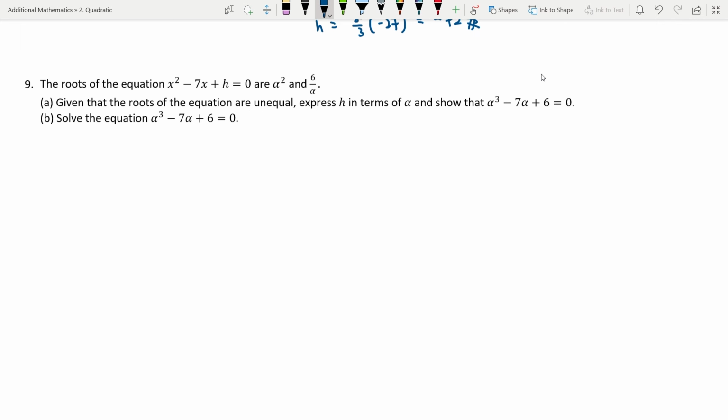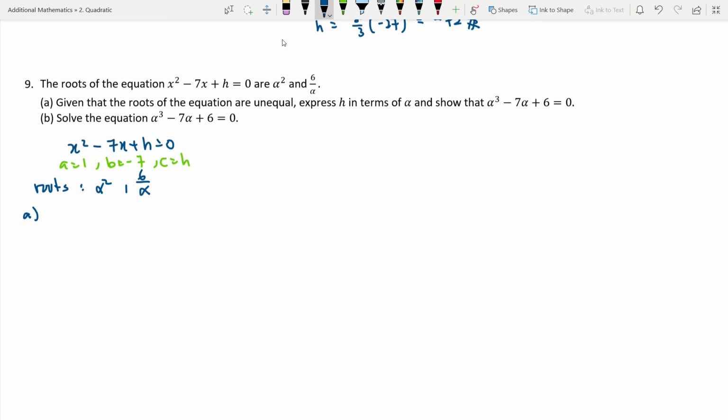Last question, question 9. The roots of the equation x² - 7x + h = 0 are alpha squared and 6 over alpha. Our a is 1, b is negative 7, and c is h. Part a: Given that the roots of the equation are unequal, express h in terms of alpha and show that alpha cubed minus 7 alpha plus 6 is equal to 0.